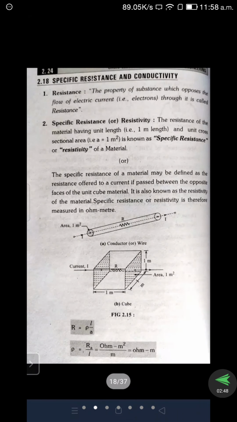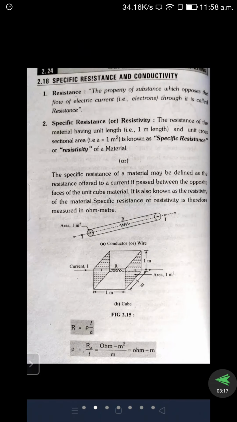So you can see here, resistance is nothing but the property of a substance which opposes the flow of electric current. Whatever it may be, the material, it may be conductive material or non-conductive material. The substance is nothing but material. The composition of atoms is called a substance. So that is called resistance.